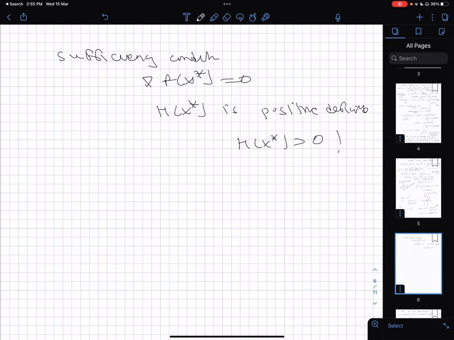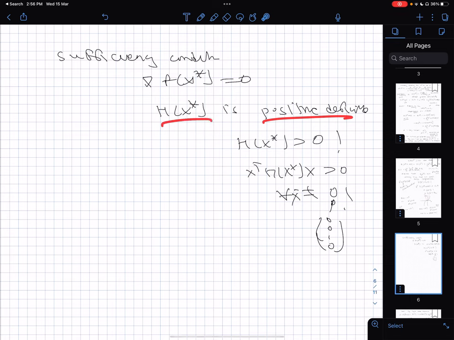What I mean by this is x transpose H(x star) x is greater than 0 for all x not equal to 0, this being a vector in Rn. So that it is positive semi-definite, which was a part of the necessary condition, is already embedded here when I say that H star is positive definite. In fact, Hessian is a symmetric matrix, so this is sometimes also called H(x star) is SPD, the symmetric positive definite matrix. And why is this sufficient?